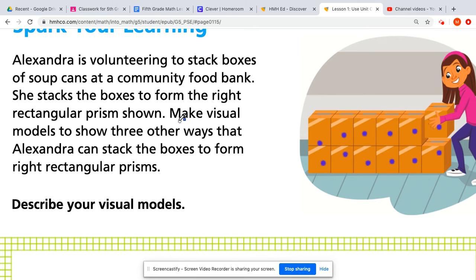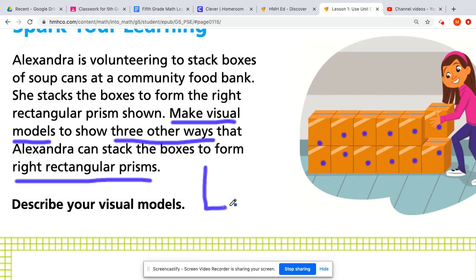What they want you to do is make a visual model, okay? So that means we're drawing. And what they want us to draw is 3 other ways that she can stack her boxes in a right rectangular prism. So she right now is making a right rectangular prism, where it is a normal looking rectangular 3D shape, okay? It's not like the composed figures that we were working with in the beginning when we first talked about volume, where they look like this. And it was like trying to cut up the shape to figure out the volume of it.